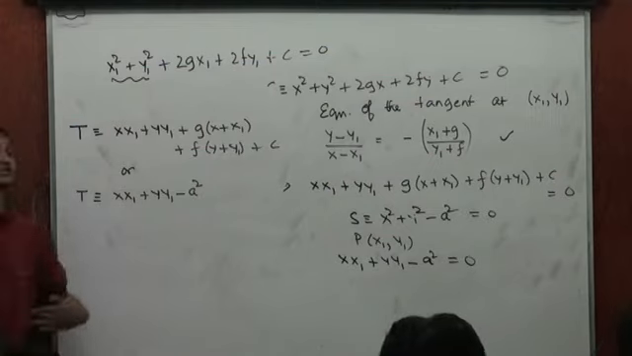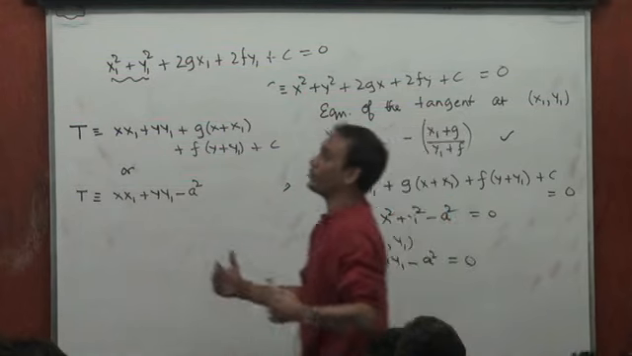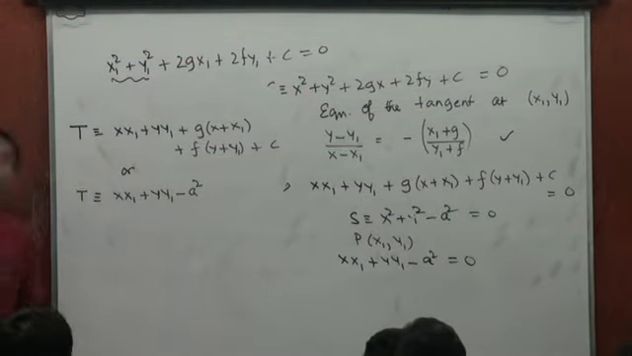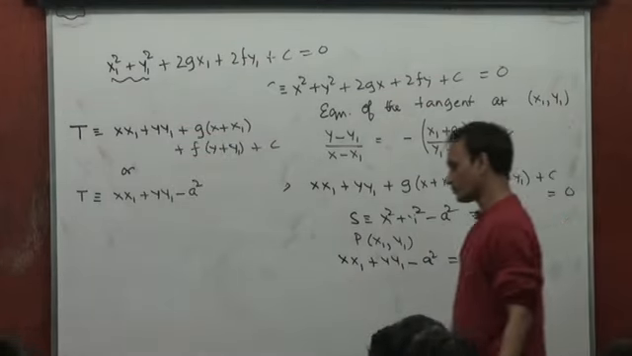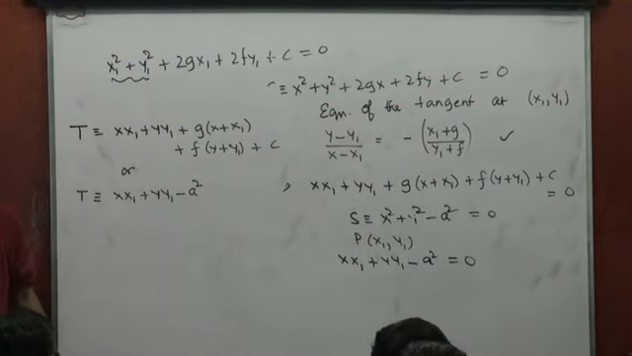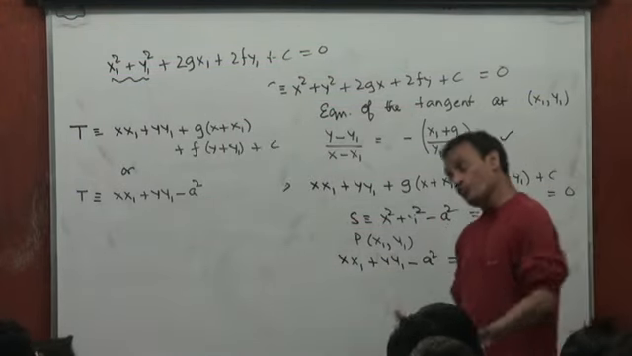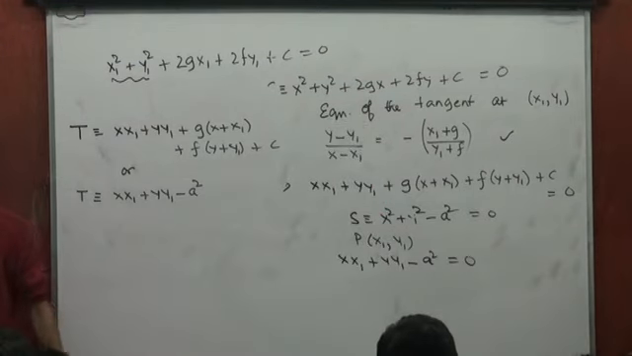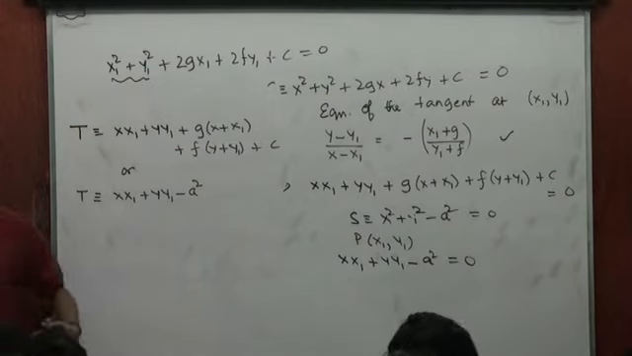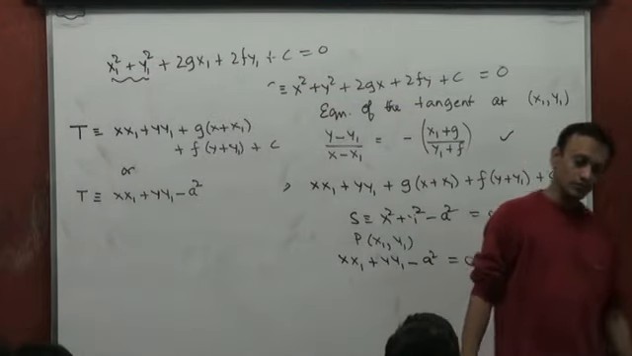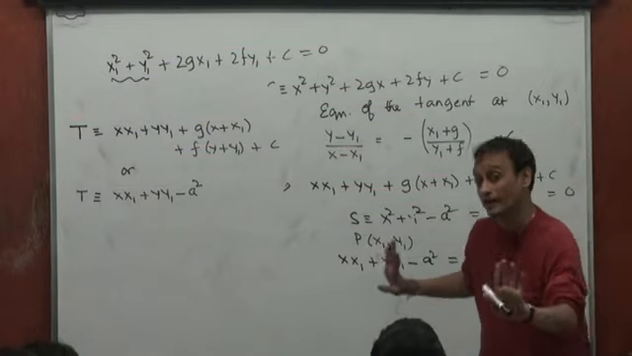If x1 y1 is not a point on the circle S equal to 0, then T equal to 0 would represent some other geometrical entity, which we will discuss in a while. So for the time being, just write down.